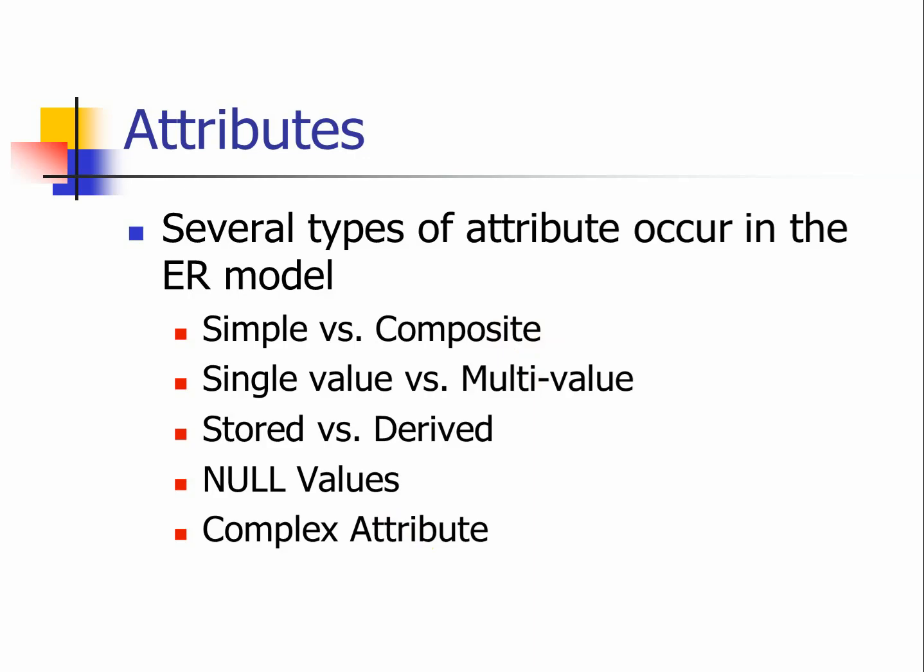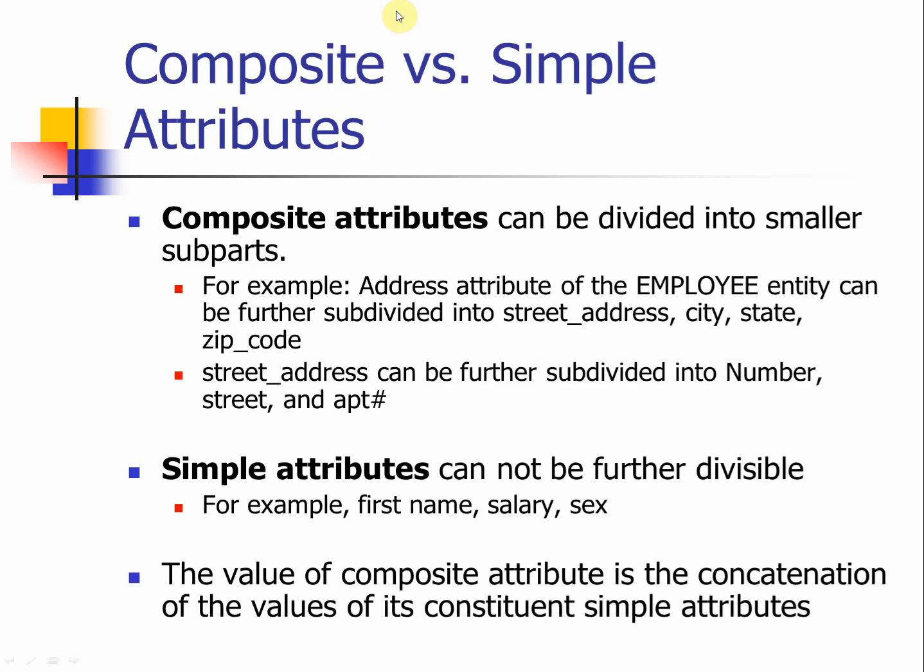So let's take a look at each one by one, and then you can have a better understanding of what the attributes are. First of all, composite versus simple attributes. So what is it? Composite attributes can be further divided into smaller parts. That is what we call a composite attribute. For example, the best one is the address. Your address consists of the street name, street number, city, state, zip code. Sometimes you have even more, apartment number or something extra.